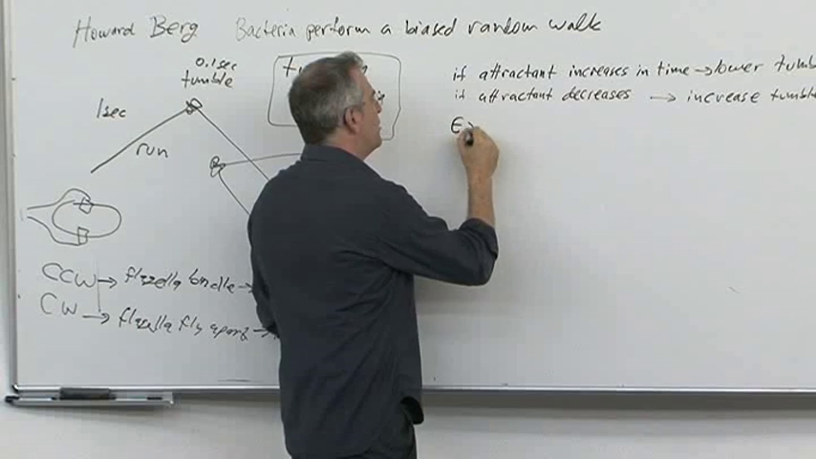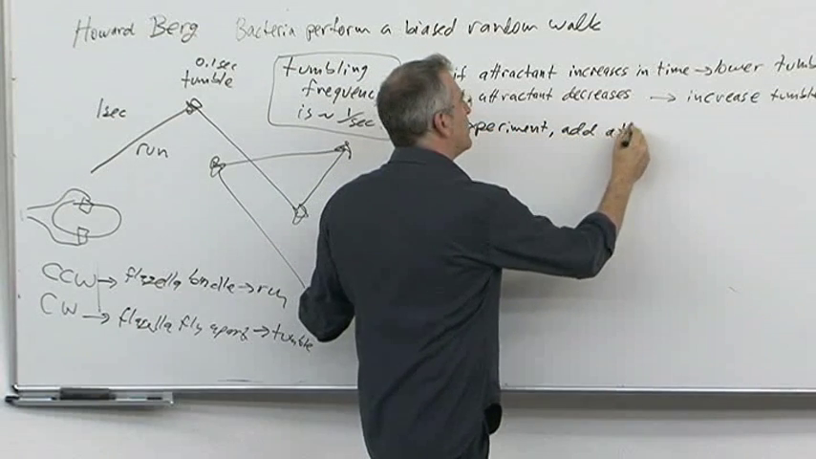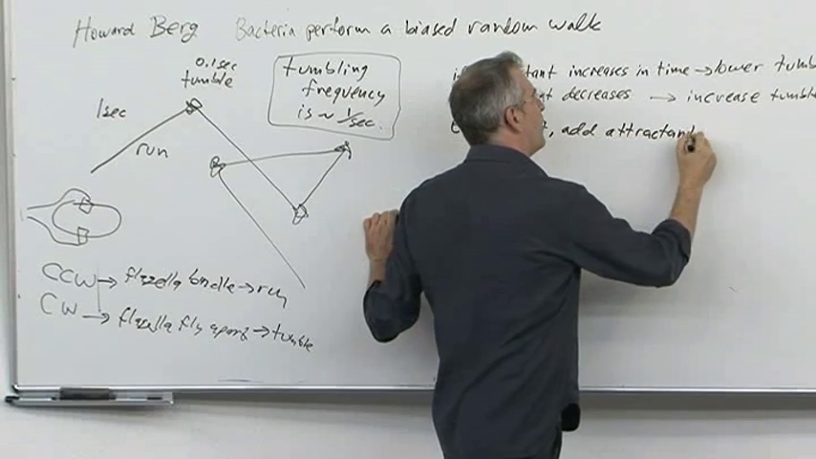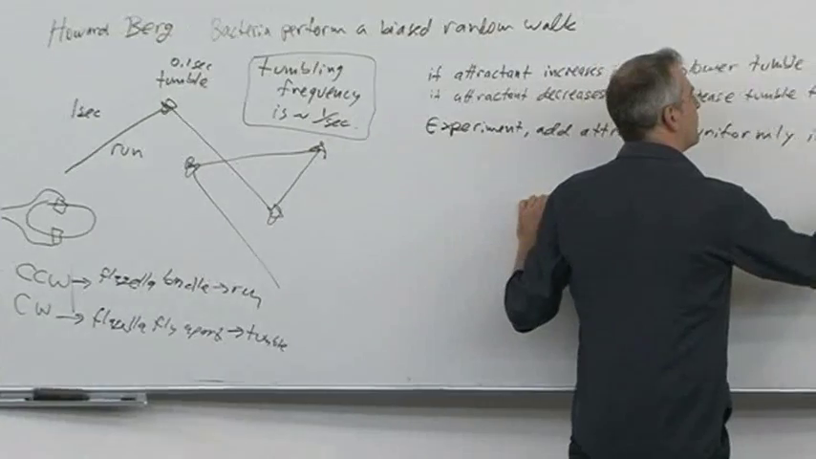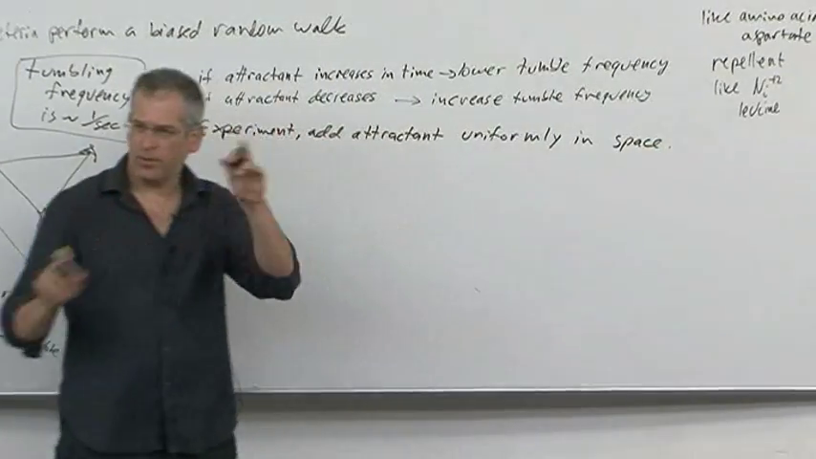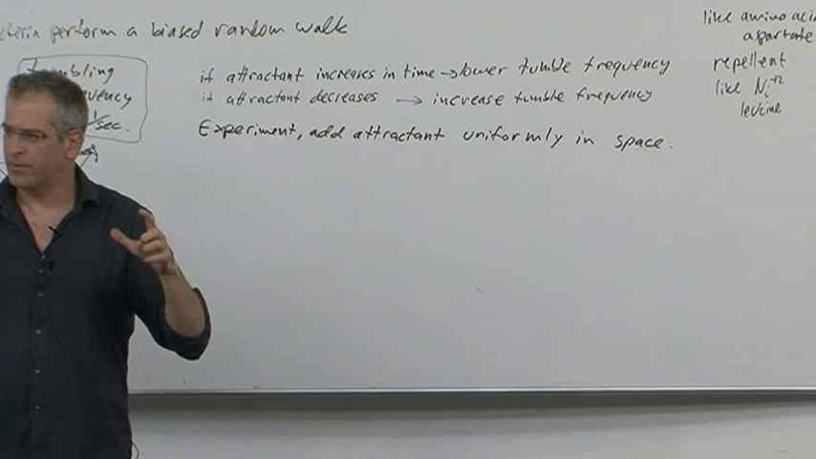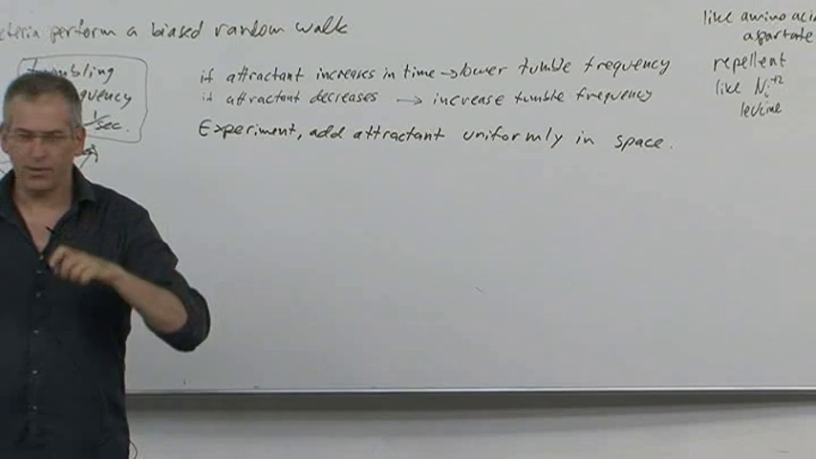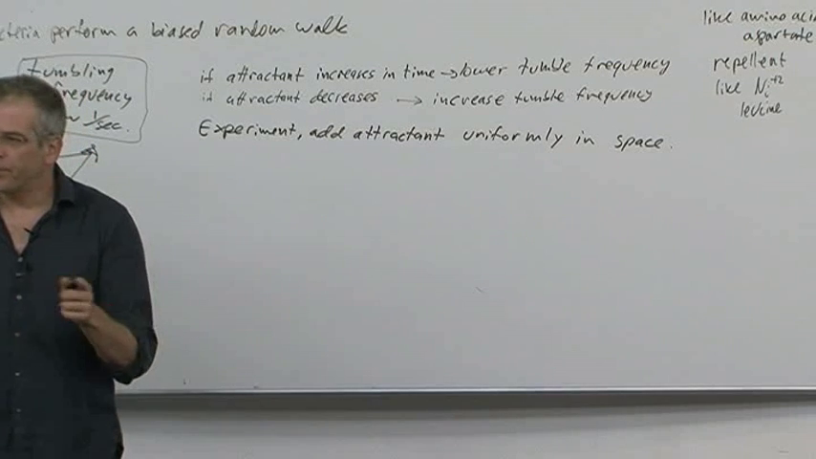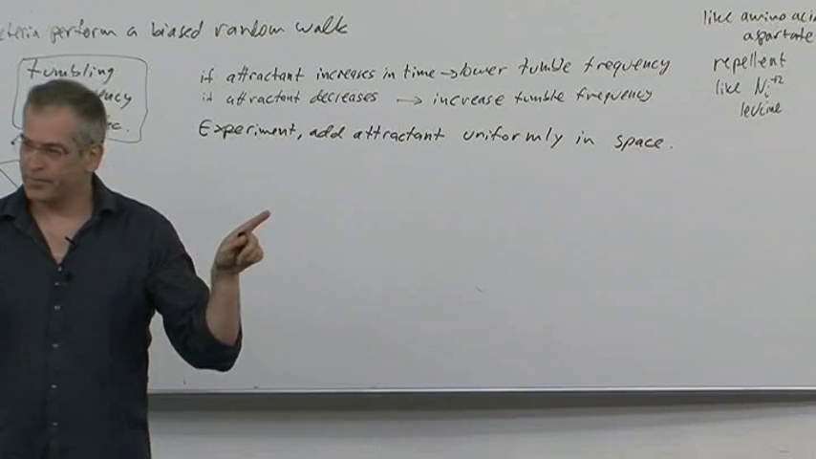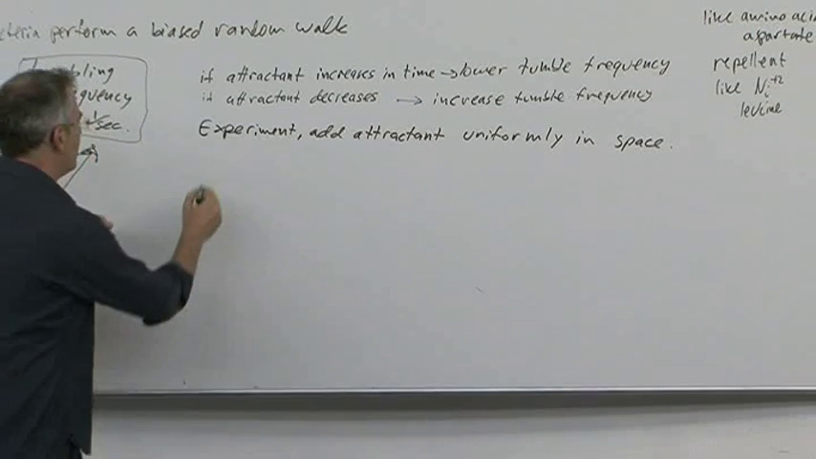So in the experiment, we add attractant uniformly in space. So I have them swimming, and now I mix very quickly a lot of attractant. There's no direction, just everywhere they're going. Anywhere they're going, they see such conditions get better, no matter which direction they're going. Okay? And I'm going to plot what happens.